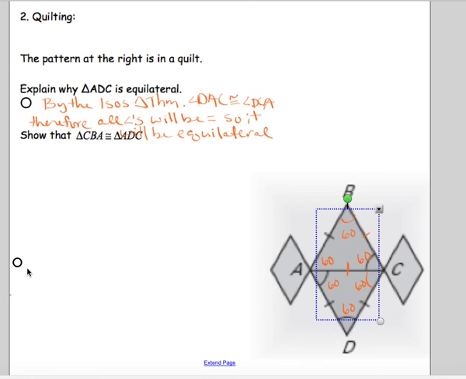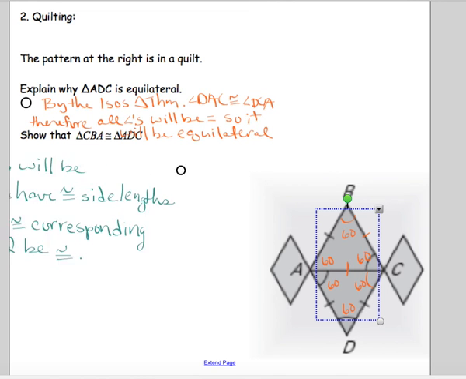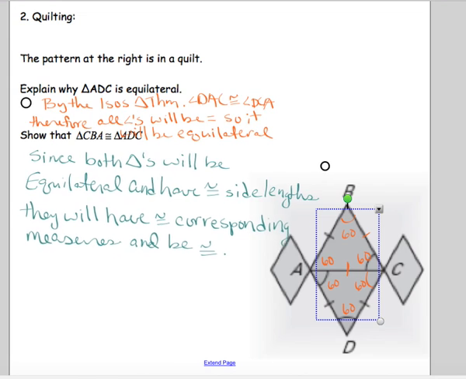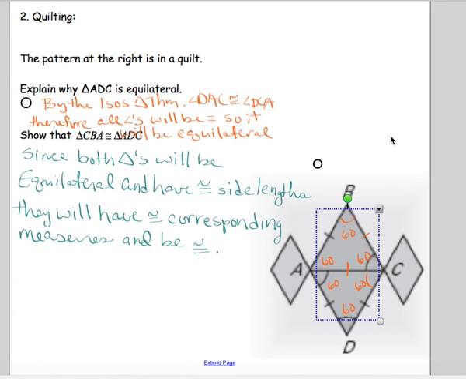Okay, so here's my explanation for why it's equilateral by the isosceles triangle theorem. Those 2 angles were congruent, therefore all the angles will be equal, so it will be equilateral. And then showing why they're congruent, since both triangles will be equilateral and have congruent side lengths, they'll have congruent corresponding measures and be congruent. And that is the notes for tomorrow.